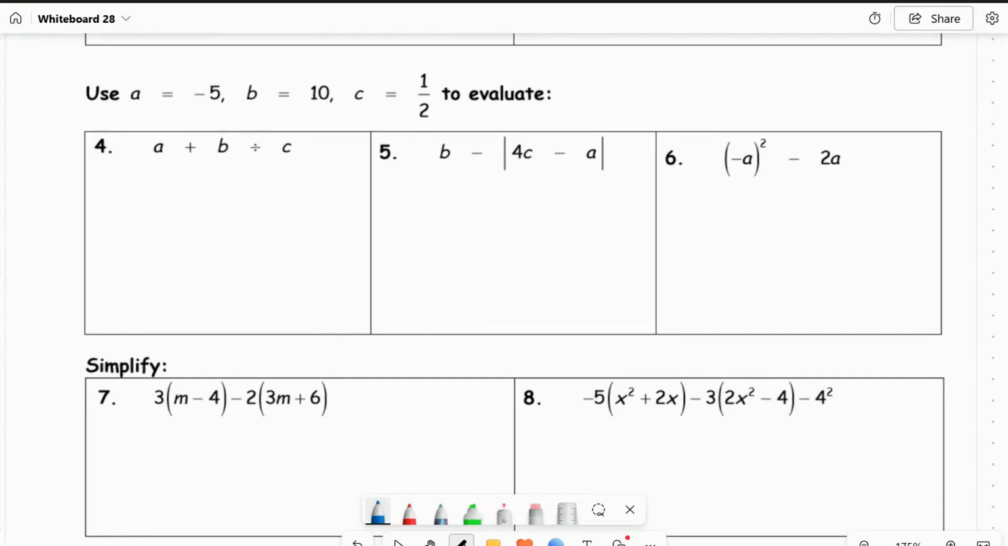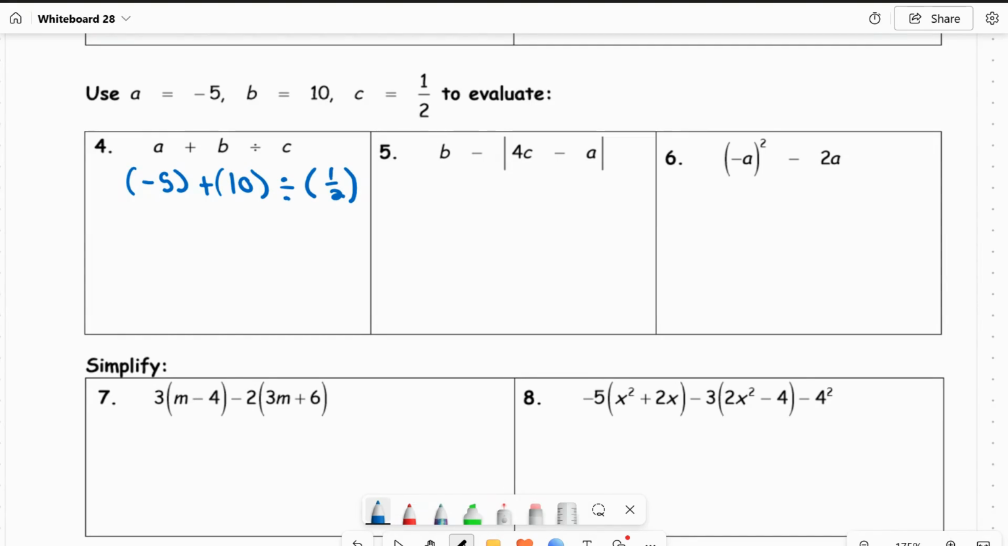So number 4, first start by substituting in each of your values. So A is negative 5, plus b, which is 10, divided by c, which is 1/2. Once again, when you substitute in initially, please put parentheses. Doesn't really matter in this case, but it is good practice.